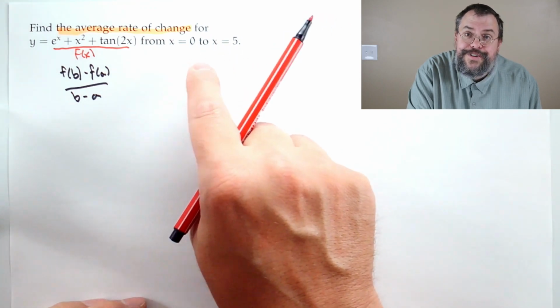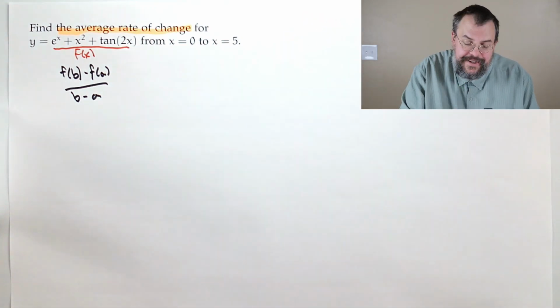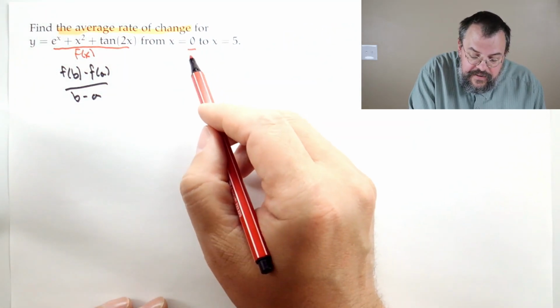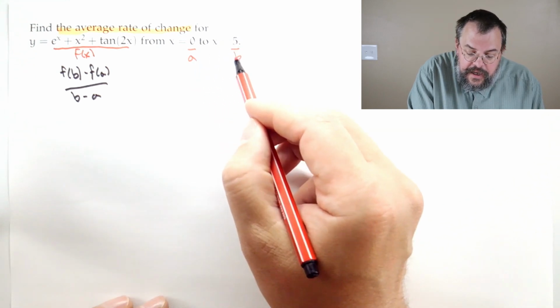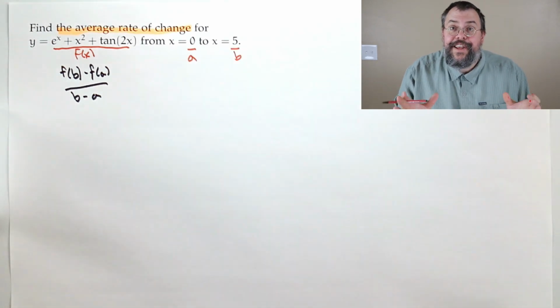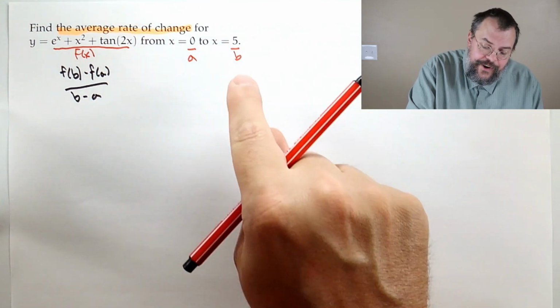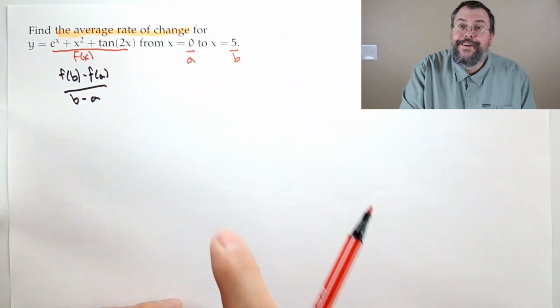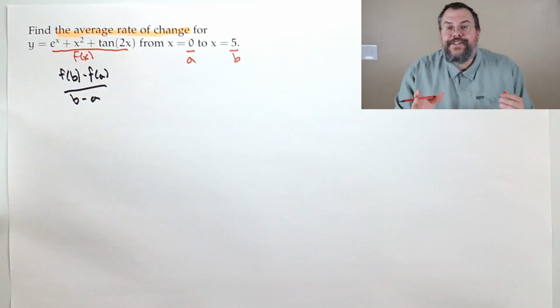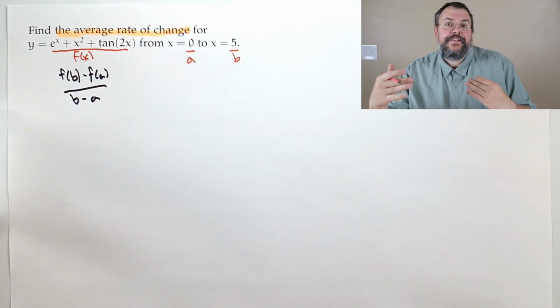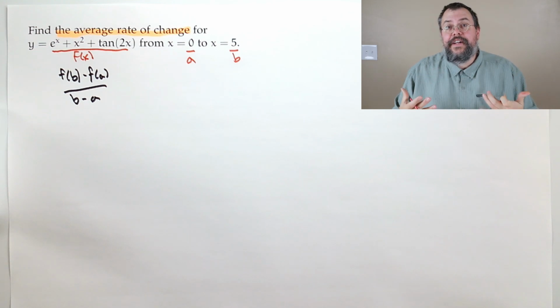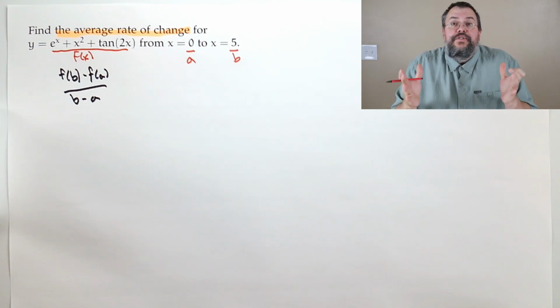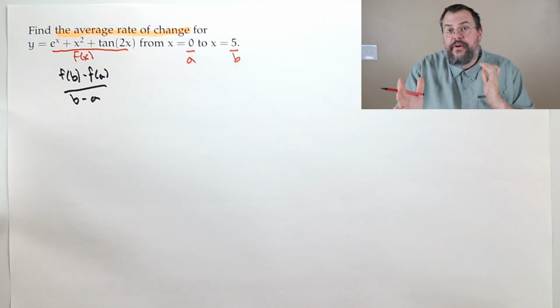Which one is a and which one is b? Now, I'm willing to bet you would have said this is a and this is b. And that's because you're right, it is a and b. Now, what if you had said 5 was a and 0 was b? You'd also be right. You see, we don't say that a has to come before b. That's just sort of a convention. I just need 2, and I'm not caring about their order.